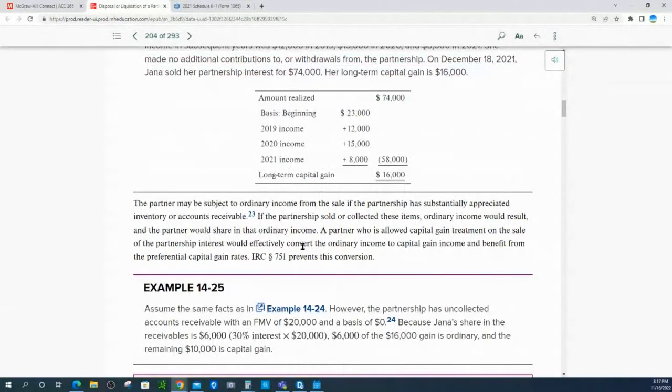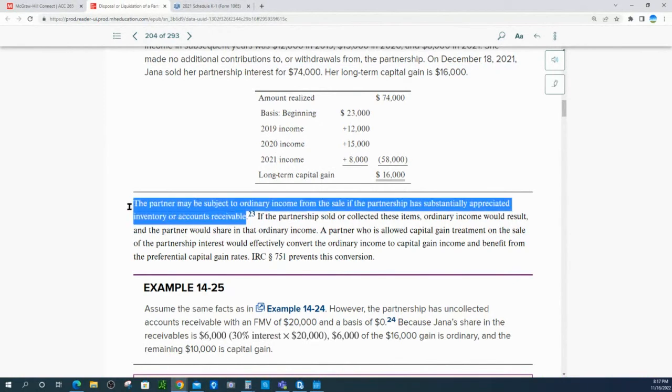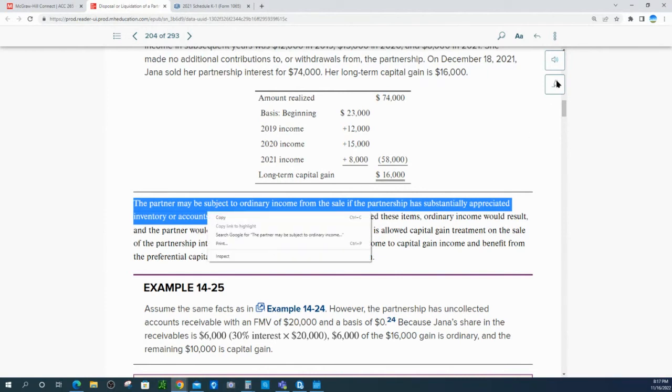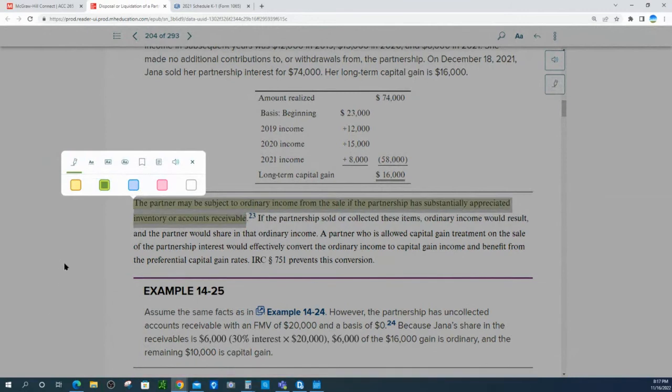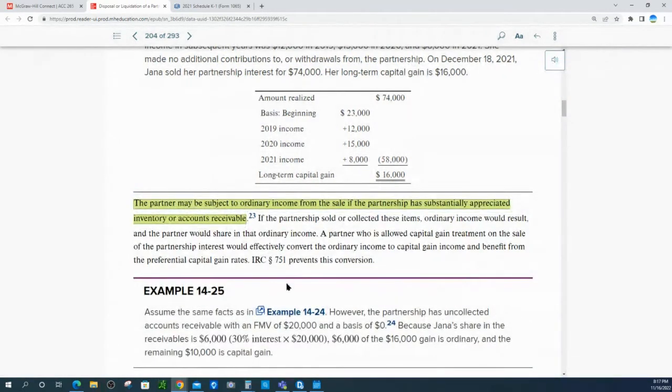If, as part of the sale, they receive appreciated inventory or accounts receivable, then they have some ordinary gain, because remember, that's an ordinary asset. The partnership interest is considered a capital asset, but any of that inventory or accounts receivable are considered ordinary assets. The idea is that if they actually sold those items, they would have to recognize ordinary income, right?